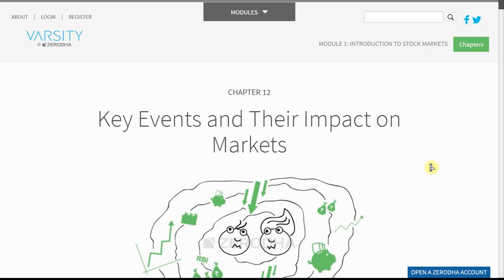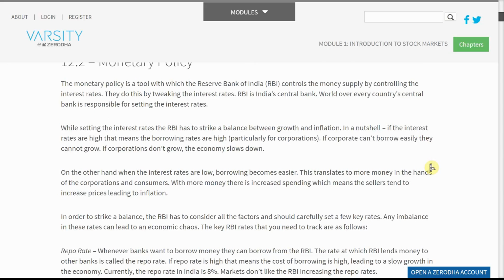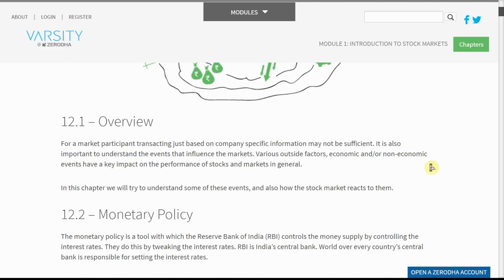Chapter 12. Key events and their impact on markets. 12.1 Overview. For a market participant, transacting just based on company-specific information may not be sufficient. It is also important to understand the events that influence the markets, various outside factors. Economic and/or non-economic events have a key impact on the performance of stocks and markets in general. In this chapter, we will try to understand some of these events, and also how the stock market reacts to them.